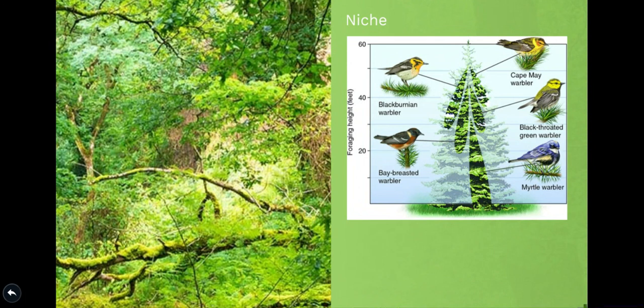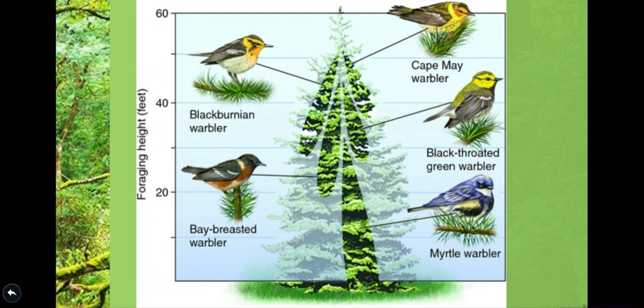Now, this particular image here shows 5 different warbler species that live within a boreal forest. What you can see in this image is their foraging height. So this is where they feed. The myrtle warbler feeds from down around the ground up to around 30 feet up into that forest. On the other hand, the Cape May warbler tends to feed from around 40 to 50 feet in the air. It's got quite a small foraging area.